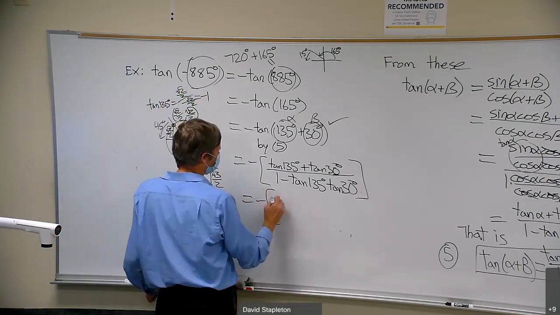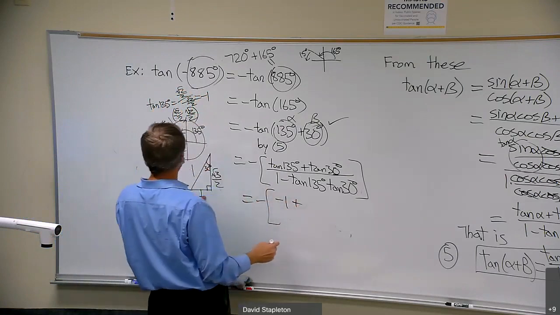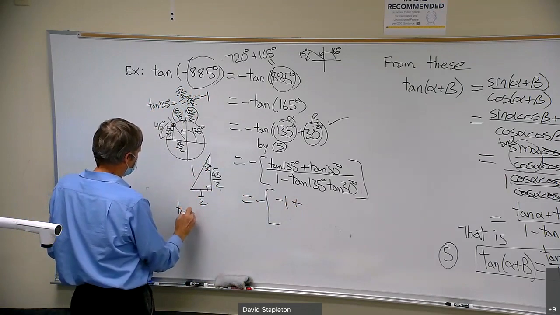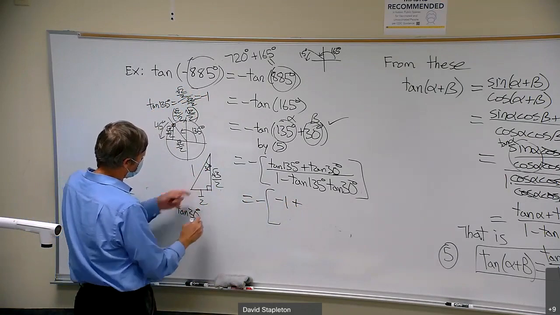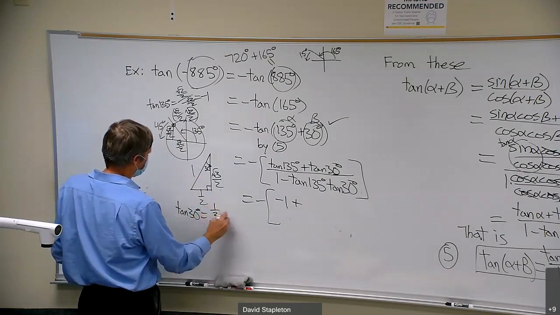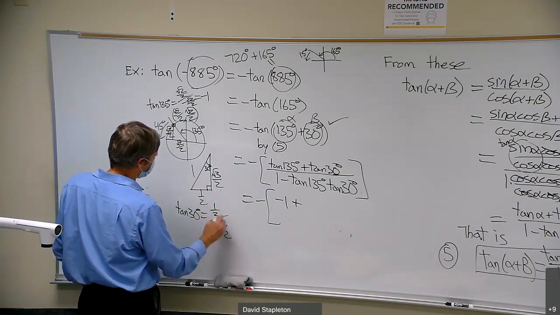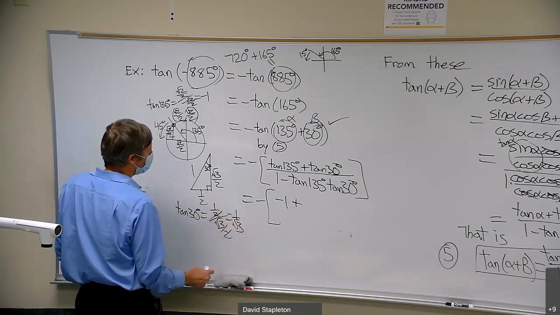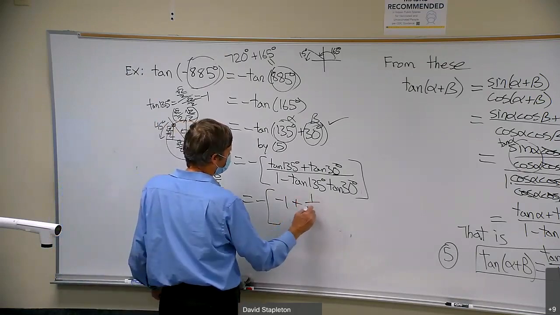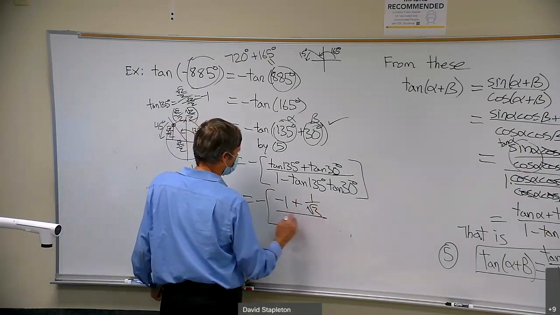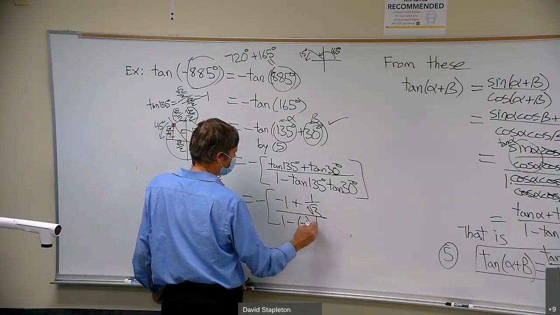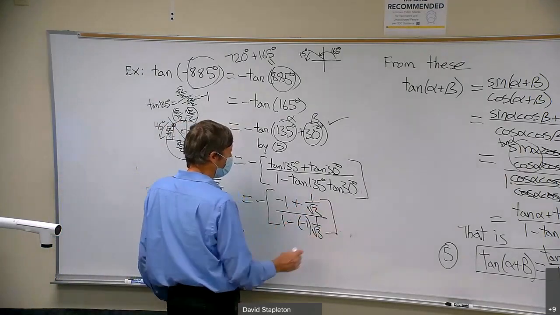Now, I've got -1 plus tangent of 30, which is opposite over adjacent, 1/2 over √3/2. The 2's are both denominators, they cancel. So I'll get 1 over √3. -1 plus 1 over √3, over 1 minus -1 times 1 over that one.